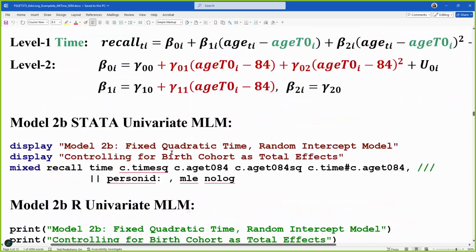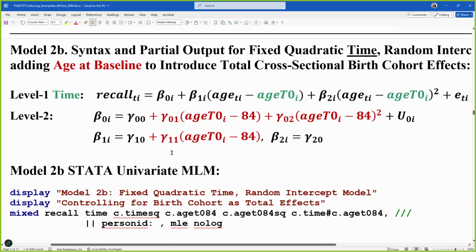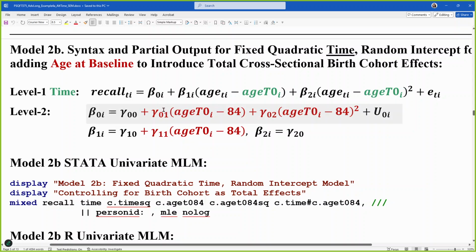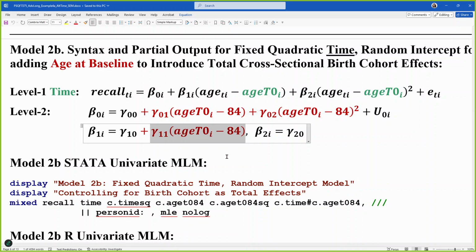Okay, skipping that for now. We're adding now cohort effects. So age at baseline is going to enter as a moderator of the intercept as a linear effect and a quadratic effect. So I'm allowing a non-linear effect of cohort, essentially, predicting where you start out at time 0. And I'm adding a linear effect of cohort predicting linear change over time. So 3 new fixed effects as part of the story.